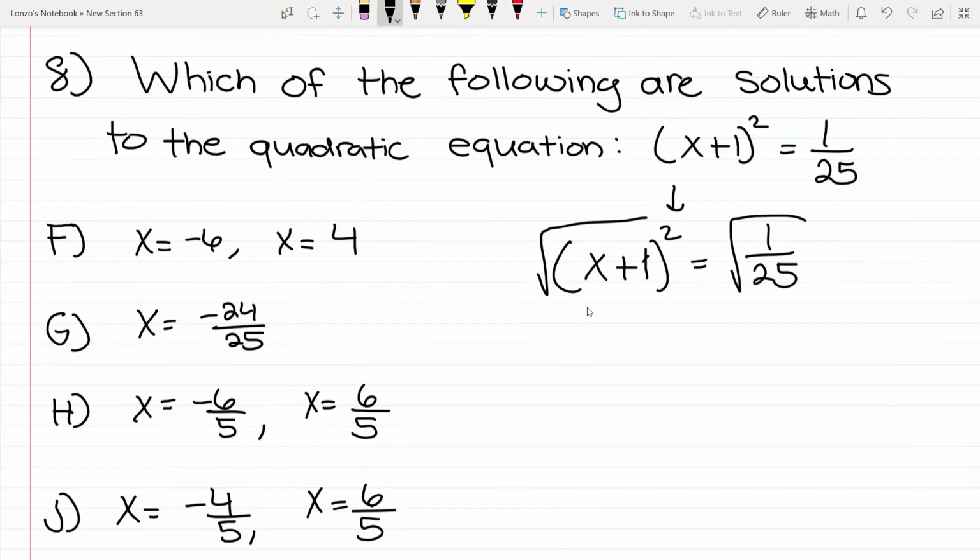Okay, so on the left, the 2 disappears. You're left with x plus 1. And then on the right, be careful. Remember, when you take the square root, you do get a positive and a negative root. So you do plus or minus, and then it's the square root of 1 over the square root of 25. Okay, you're square rooting both terms.